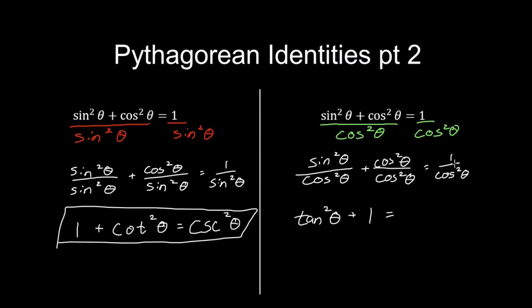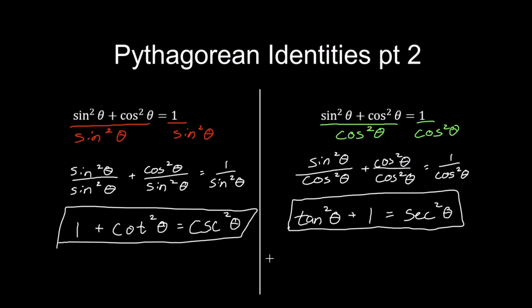And now we've got a reciprocal identity. 1 over cosine squared theta gives me secant squared theta. So there you have it. There are your 3 Pythagorean identities. That is actually the end of the teaching bit. Now I'm going to go through a couple of examples.